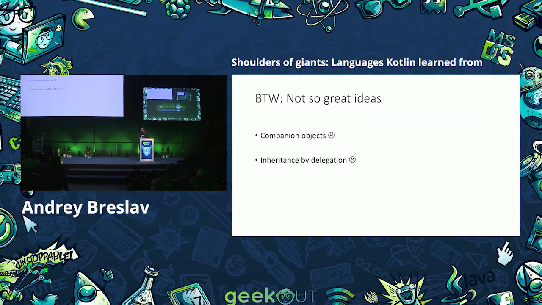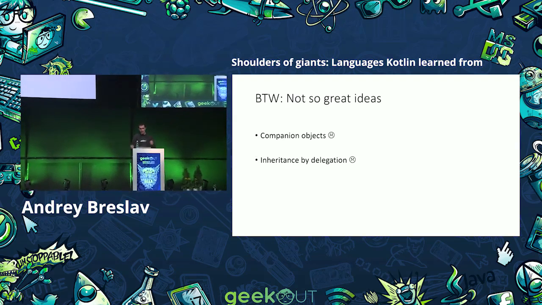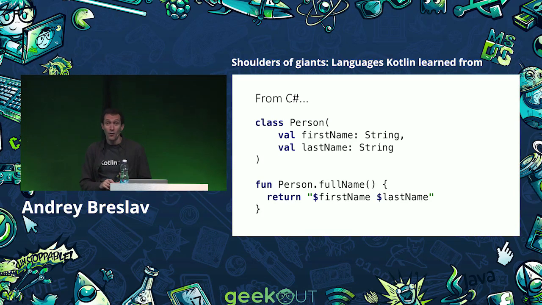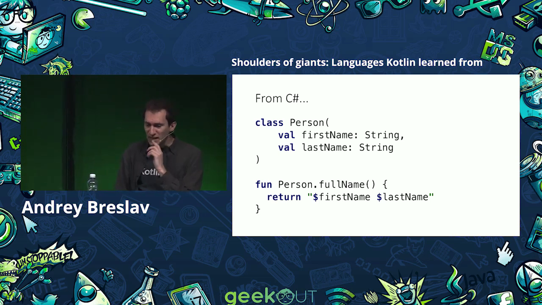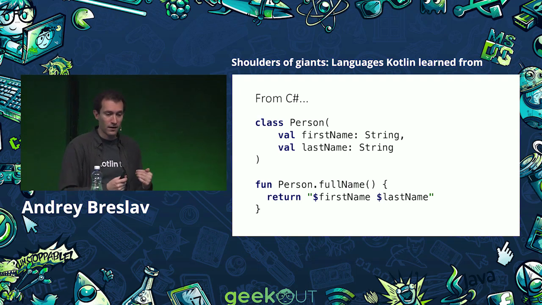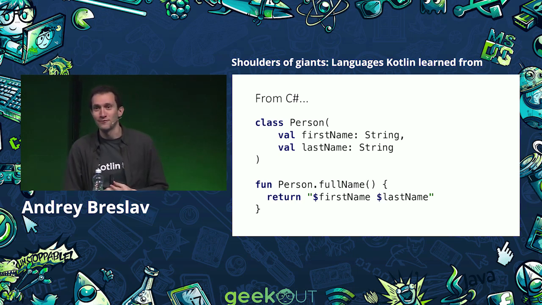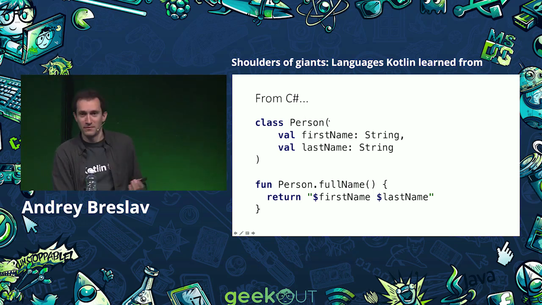OK, so I already mentioned that these two were not so great ideas, and we'll probably improve on them somehow in the future. OK, so more examples of what we took from other languages. If we take C#, here is what's coming from C# on this slide: it's extensions. Extensions are very important. So this class is normal. It comes from Scala more or less, all the syntax there is.